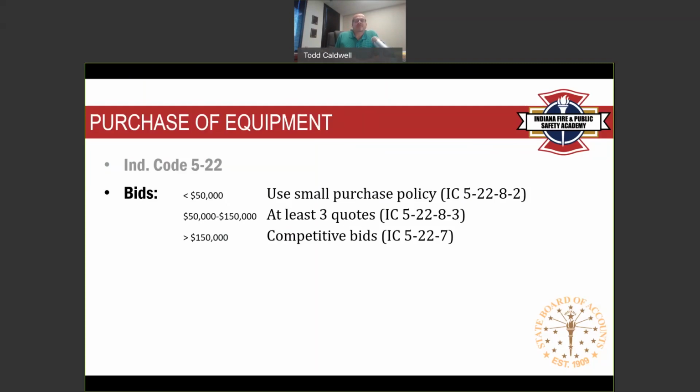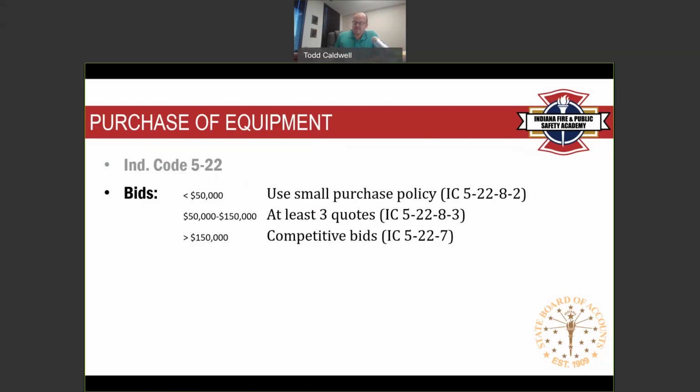If the purchase is between 50,000 and 150,000, 5-22-8-3 says you have to obtain at least 3 quotes from vendors known to deal in the type of item that you're trying to purchase. So if it's a pickup truck that's going to cost you $75,000, or you estimate it's going to cost in that ballpark, you're obviously going to want to get quotes from 3 car dealers and not somebody that does roofing or some other type of business. It's got to be related to what you're purchasing.